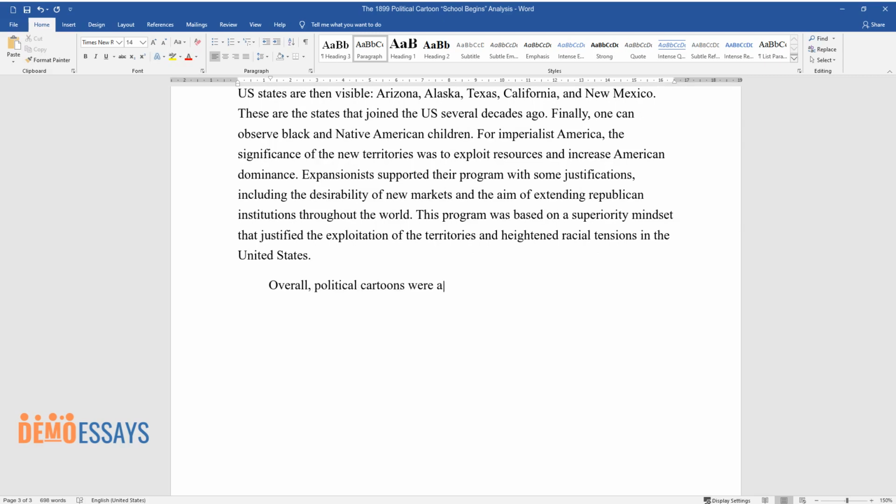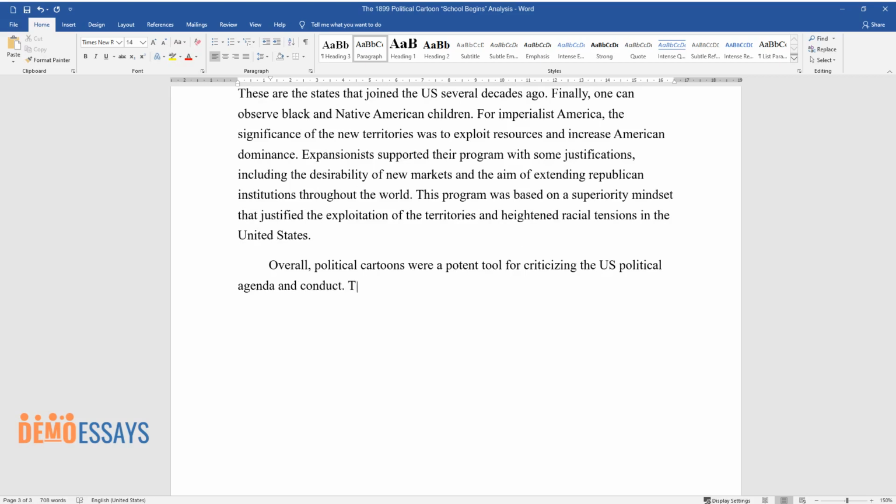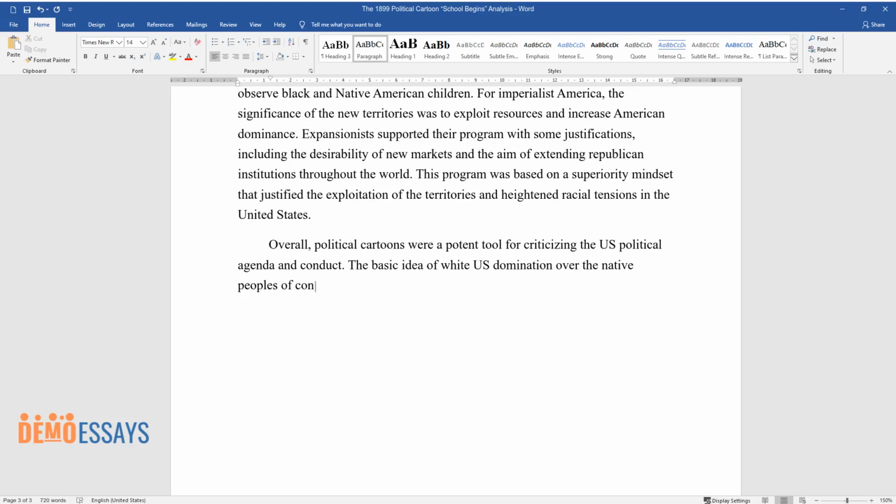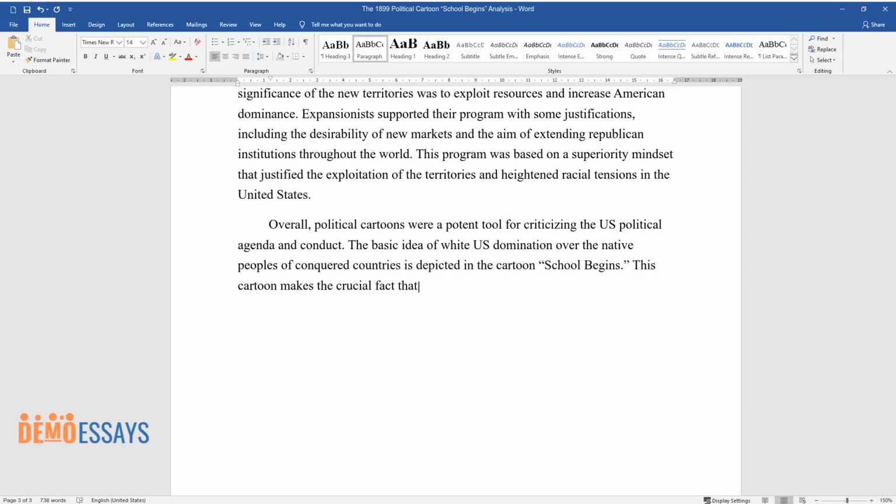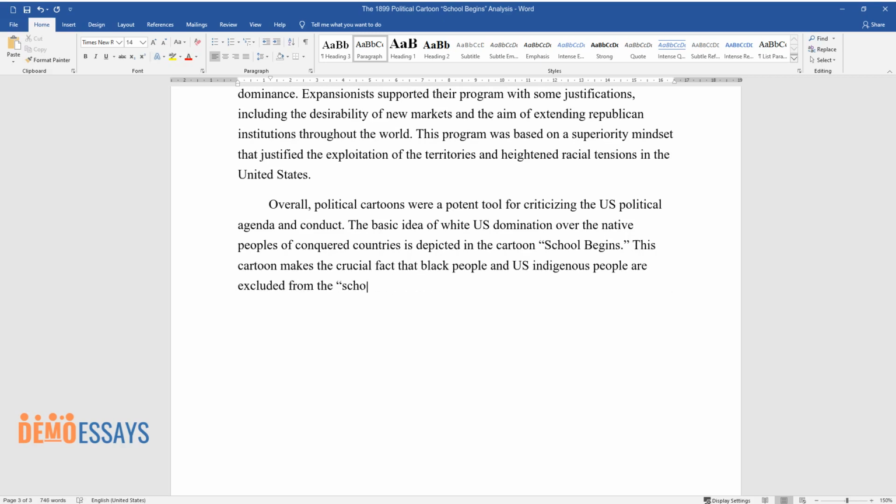Overall, political cartoons were a potent tool for criticizing the U.S. political agenda and conduct. The basic idea of white U.S. domination over the native peoples of conquered countries is depicted in the cartoon "School Begins." This cartoon makes the crucial point that black people and U.S. indigenous people are excluded from the schooling process.